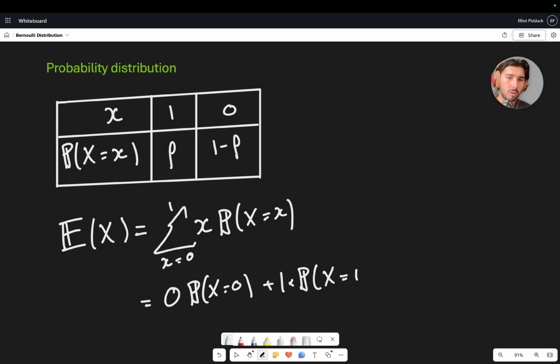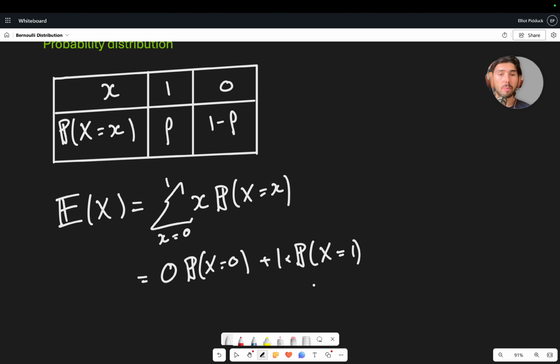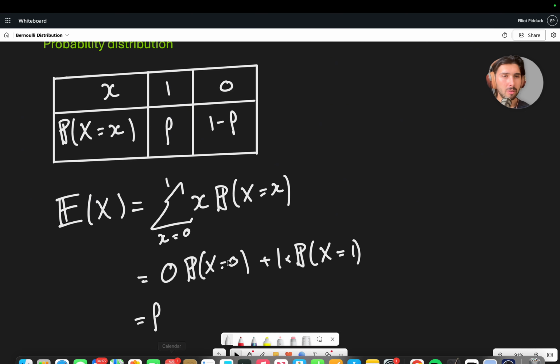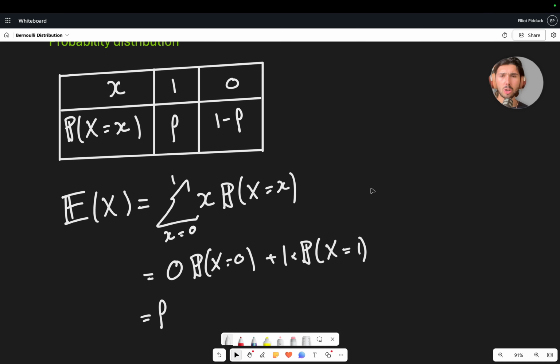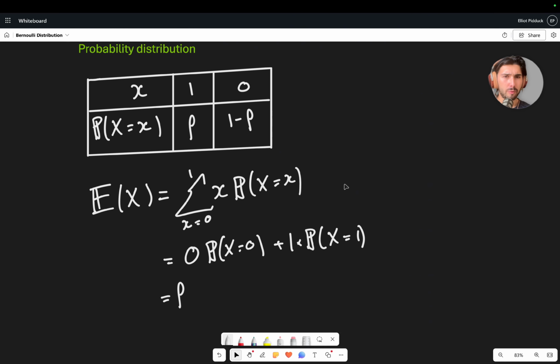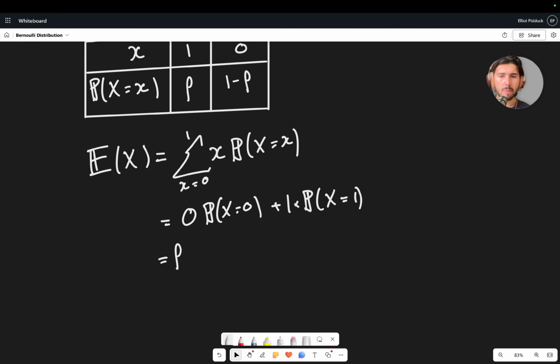And guys, we can't really get much simpler than this. The probability that x is 1 is just p. So this, of course, just ends up being p. So the expected value of a Bernoulli distribution is just p, which is the probability of your success. Nice and simple. What about the variance? Okay, well, guys, remember the variance, and again, I've got a video on this too.